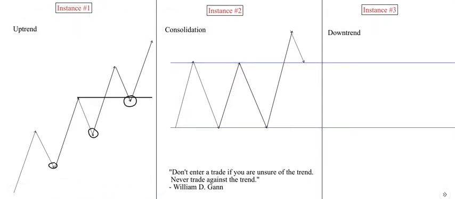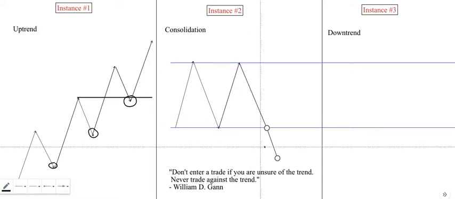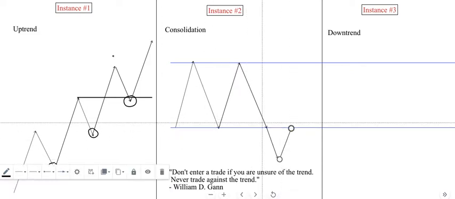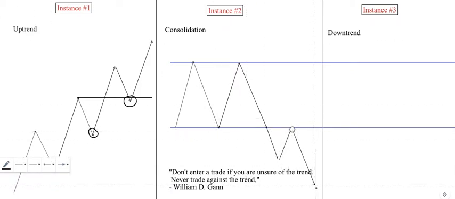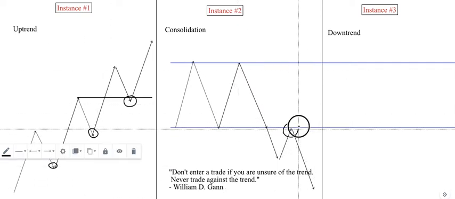It's the same thing if it breaks down to the downside, then it will continue in a downtrend. All right, say for example it breaks like this, all you're simply doing is waiting for the retest, and then you're looking to sell the market. All right, so this is the first thing you can do in the consolidation. This is one thing you can do.